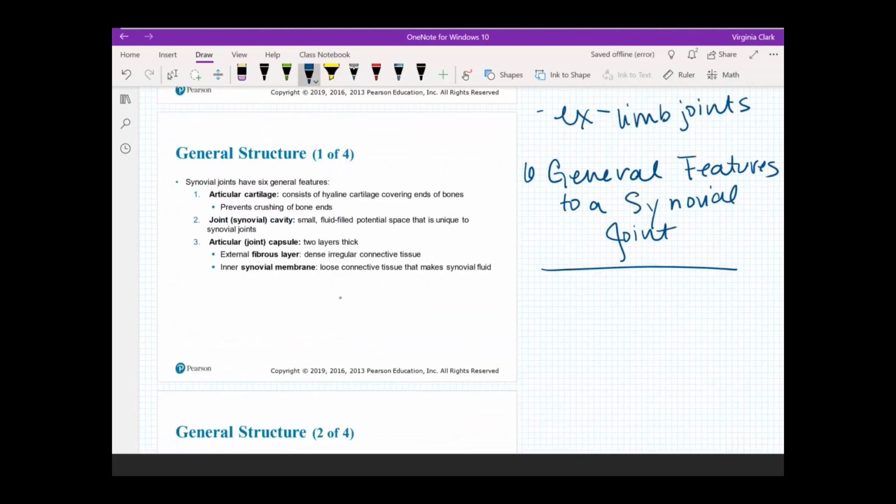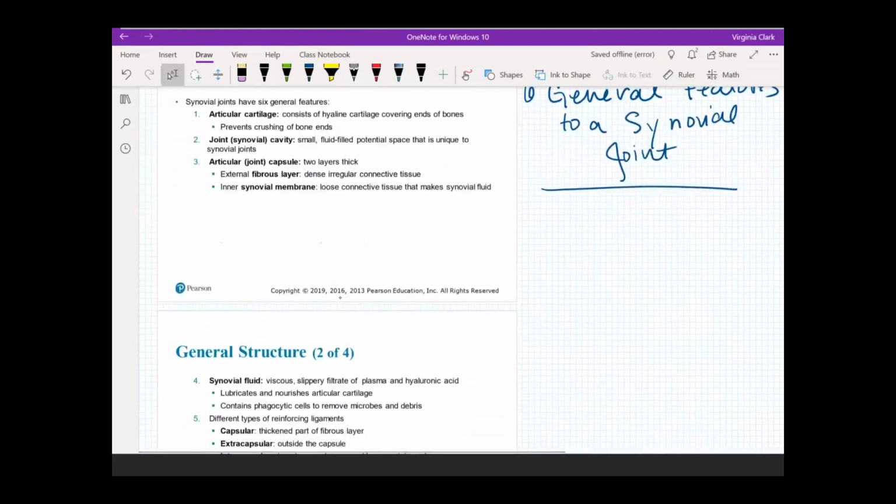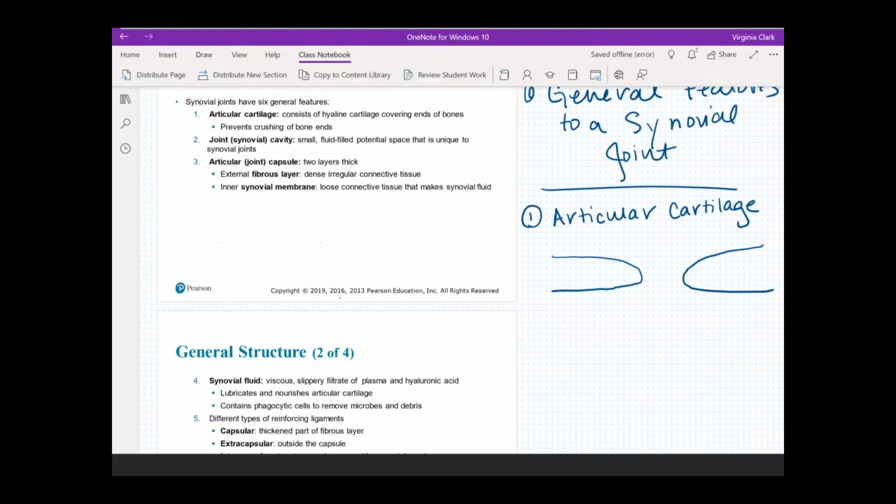Okay, the first feature is going to be something called articular cartilage. And what we mean by articular cartilage is that at the end of every bone that is involved with this, there will be cartilage covering the articulation or the end. So if you're looking at, let's say, the bones between your humerus and your tibia, there's going to be articular cartilage covering this end and this end. That is going to be hyaline cartilage that's going to prevent crushing on the ends of the bones.